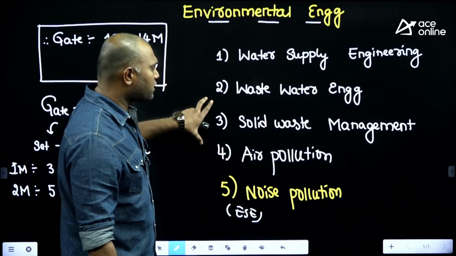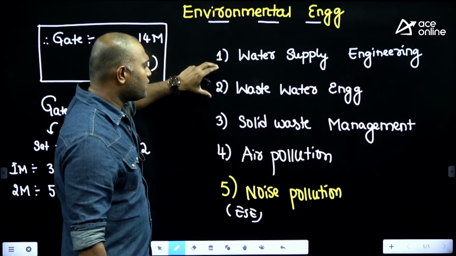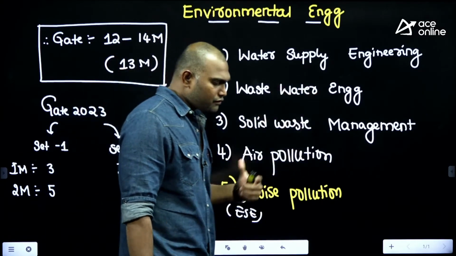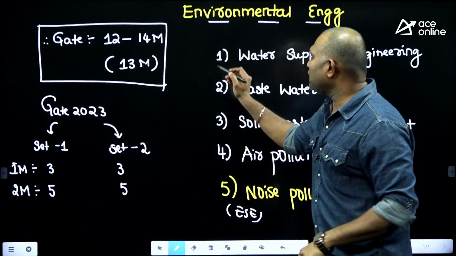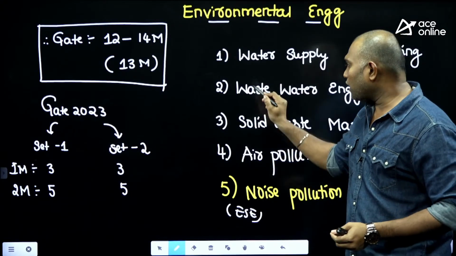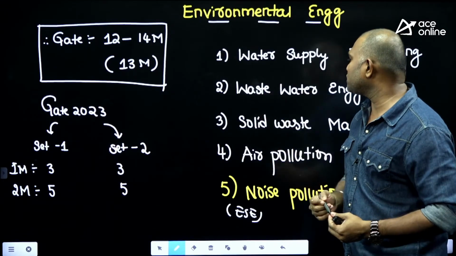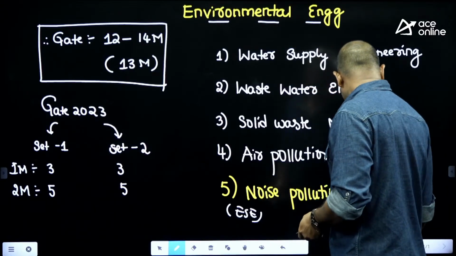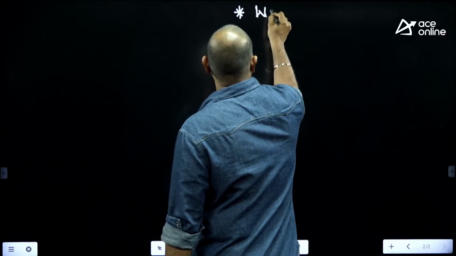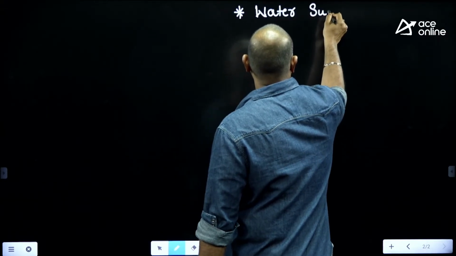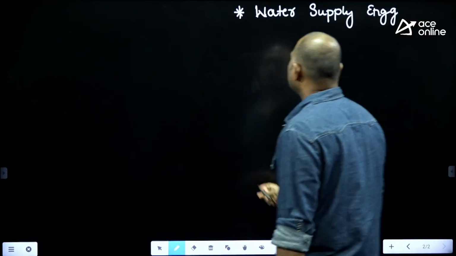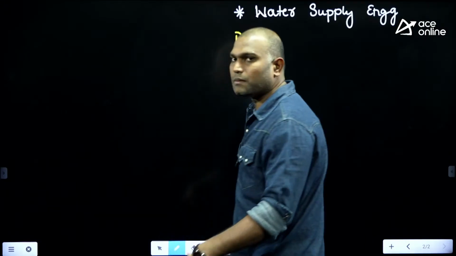So we primarily focus on GATE over here: water supply engineering, wastewater engineering, solid waste management, and air pollution. Out of these four topics, we deal with all forms of treatment and distribution in water supply, and all forms of treatment and disposal in wastewater engineering. Okay, so now if I represent first water supply engineering. In water supply engineering, we discuss a lot of chapters, primarily nine chapters we are going to deal with.